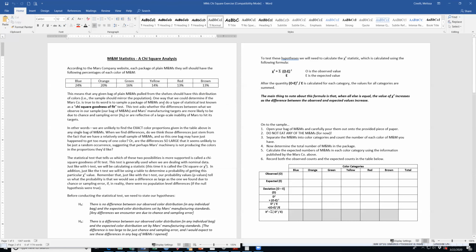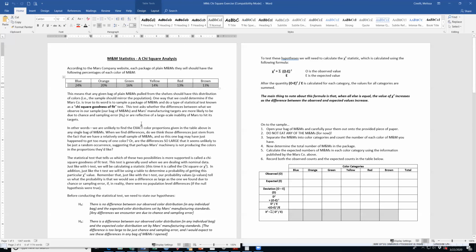All right, and so what this chi-square test is going to allow us to do is help us determine, is the Mars Company doing a good job of hitting these targets? In other words, when we open our bag of M&Ms, are we seeing a color distribution that is pretty close to this distribution, meaning that Mars probably is hitting its target?